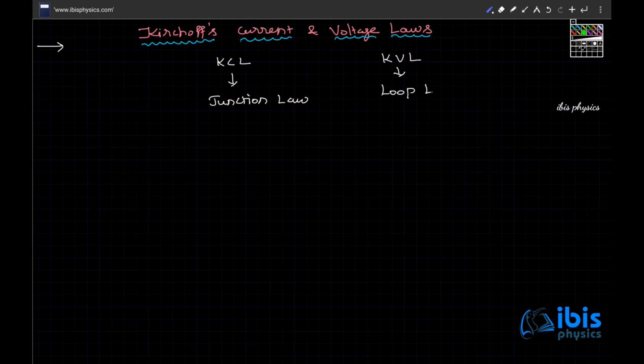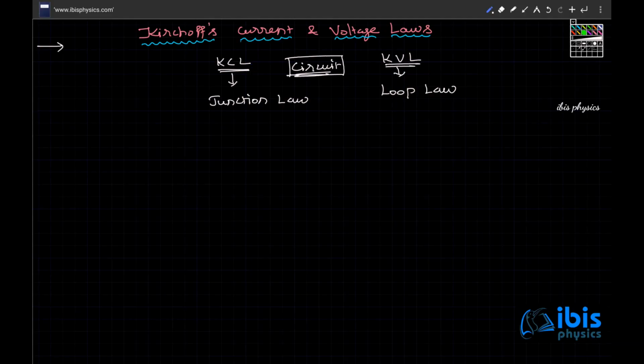Kirchhoff's junction law is so called because we apply Kirchhoff's current law at a junction, a point in a circuit. Both the voltage law and the loop law are applied in an electrical circuit. This is an electrical circuit. To solve an electrical circuit which is much more complex than a series or parallel combination of resistors, we can use Kirchhoff's current law and voltage law.